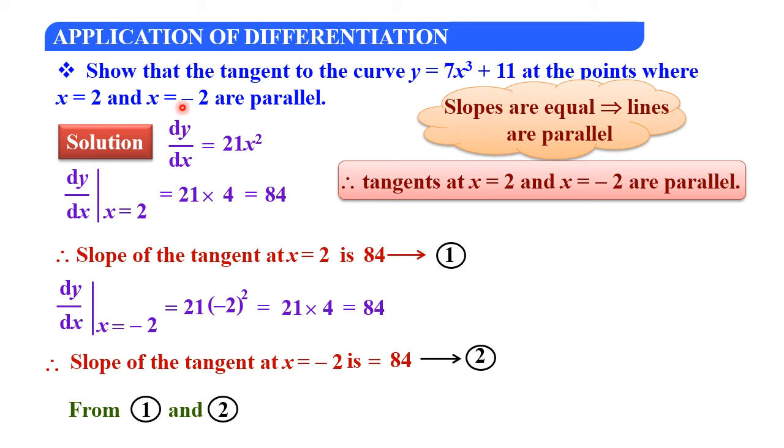Now x equal to minus 2, again you substitute in the derivative. After finding the derivative, whatever the answer you have got, you substitute the value of x as minus 2, so that here you will be getting one more value. 21 into minus 2 square is how much? 4. 21 into 4 is 84. So the slope of the tangent at x equal to minus 2 is 84. So equation 1 and 2 both will be similar, therefore these two are parallel. This is the proof of this problem.